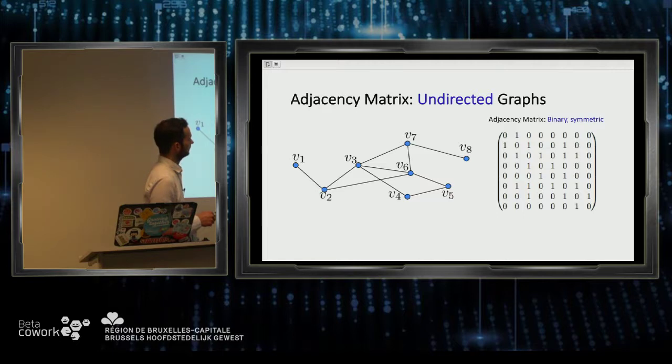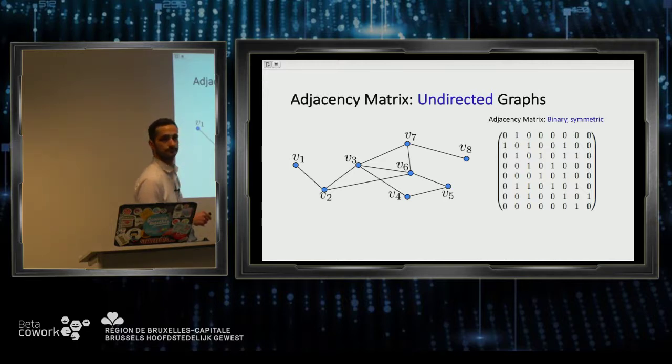So you can say that this is node 1, node 2, node 3, node 4, 5, 6, 7, and 8. And again, this is node 1, 2, 3, 4, 5, 6, 7, and 8. This one here says that node 1 is connected with node 2, but the 0 here says that node 1 is not connected with node 3. I guess this is the case, right? So node 1 is actually only connected with node 2. In this second row, you see that node 2 is connected with node 1, node 3, and node 6.